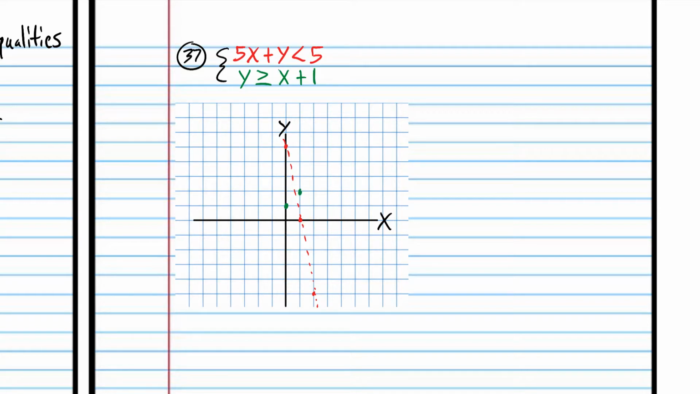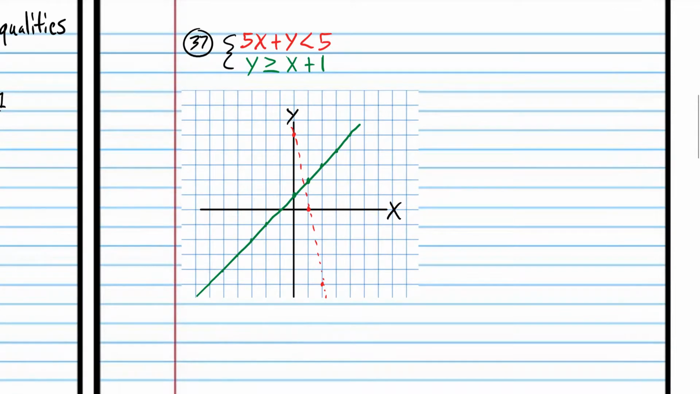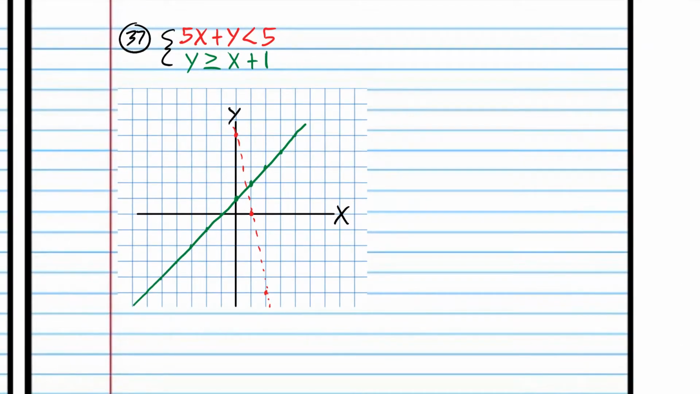So we're just going up and over 1, and so now we have a full line because it's greater than or equal to. And now we need to know what region we're going to shade in. Is it going to be this region, this region, this region, or this region? We don't know. We have to test points. So I'm going to test 5, 0.